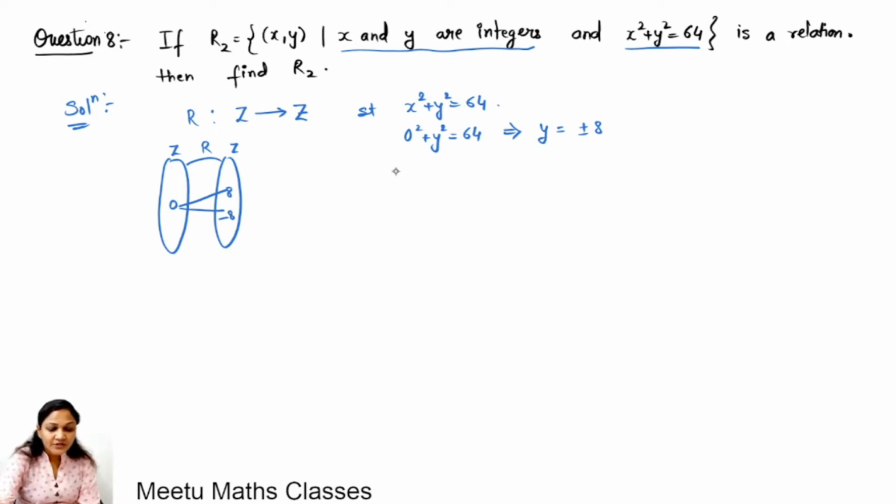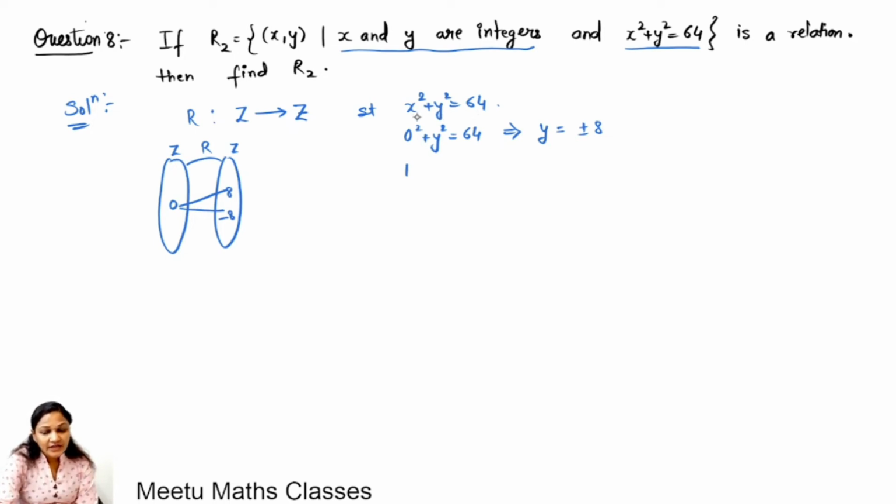Okay. Now take x as 1. If we take x as 1, then 1 square, if we subtract from 64, will give you 63, which is not a perfect square. So 1 is not related to any integer. Even 2 is not related to any integer. 3 square is 9. If 9 is subtracted from 64, we won't get a perfect square number.